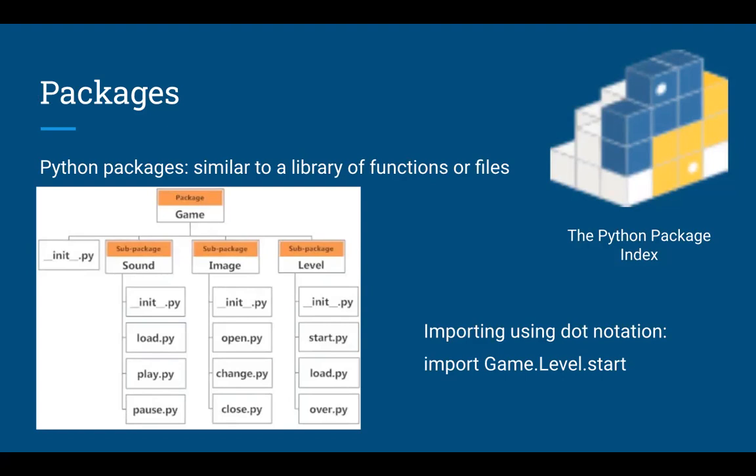And you can import these in a couple of different ways. You can import using dot notation. The next slide will also show a different way to import this, but let's stick with dot notation for now. This dot notation is basically indicating that we want to import the game, and then go down to the sub package level, so game level, and then down yet another level to the start file specifically. The extension .py is not included, just the name of that file.